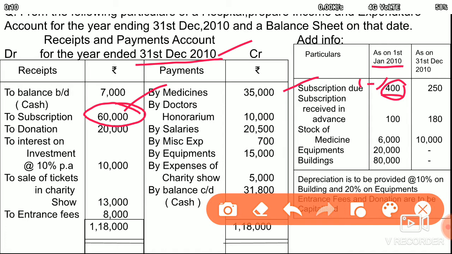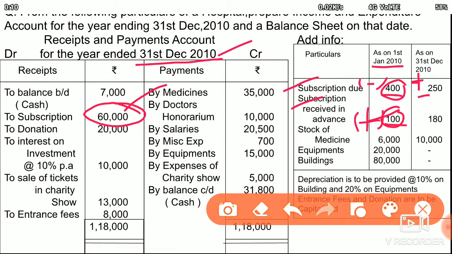On the other hand, subscription which is due in the current year, we have to add it, because this is the outstanding of the current year which the members have not paid and the organization did not receive. Then if we look at the subscription received in advance, the advance that was received in the previous year is the advance for the current year. So the members will not pay it again in the current year, but this belongs to 2010. So it will be added.